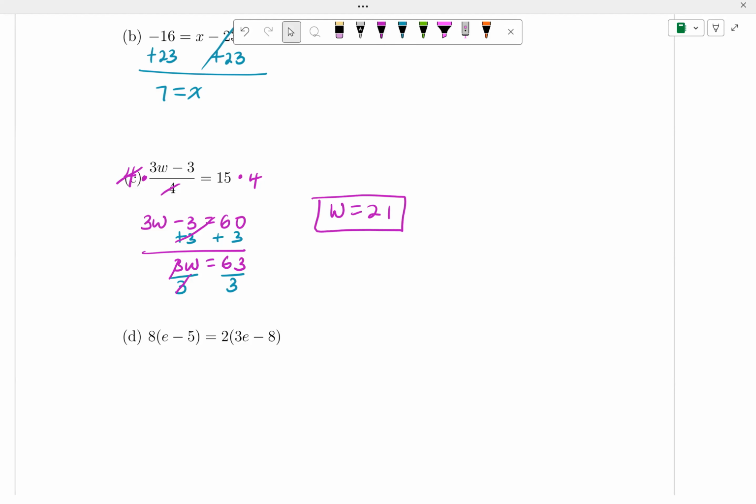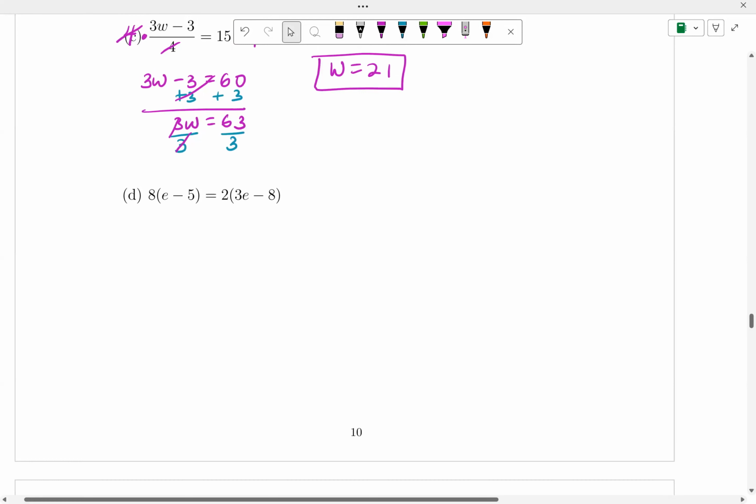You just repeat this process over and over again. We want to solve for e. We can't really do anything until we open up these parentheses. So our first goal would be to distribute the 8 into both of those and then distribute the 2 into both of these.